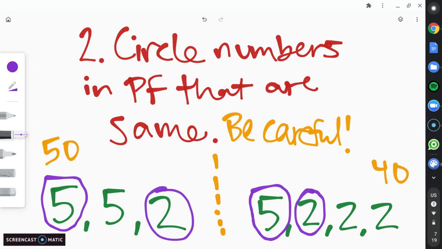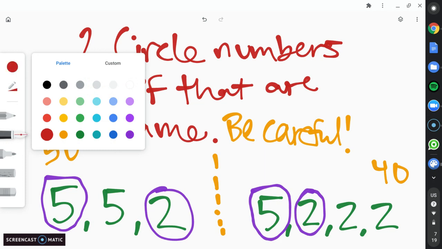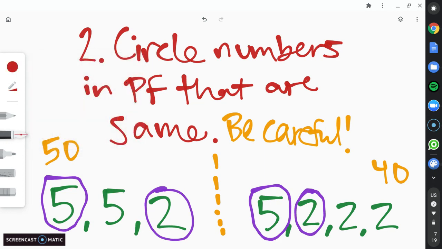Now you'll notice we have a bunch of numbers that are not circled, right? Like these, that one, and these guys, right? That's because they don't have a match on the other side. So the ones circled in purple are the correct numbers to circle. Okay, that's a little confusing. It will make more sense as we do more practice problems, okay?